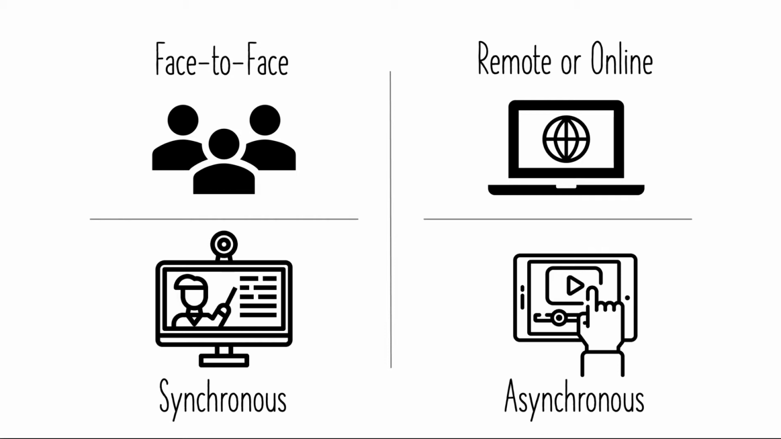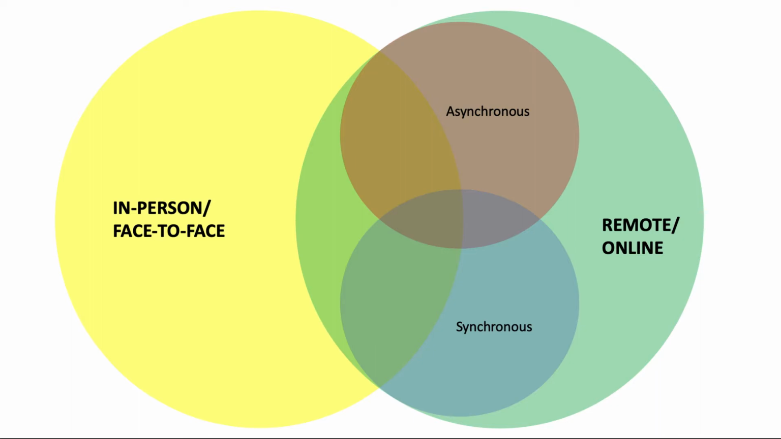Now, if I take these four terms and I combine them to show the relationship between the different elements, then we see this Venn diagram that organizes that kind of relationship. There are two major circles of in-person or face-to-face, and then the remote or online. They can exist on their own. They can also exist as an overlap. That would be referred to as blended learning, some ideal combination of in-person and online components.